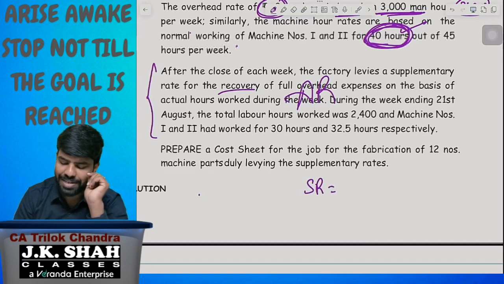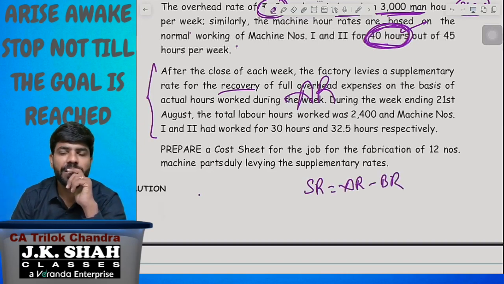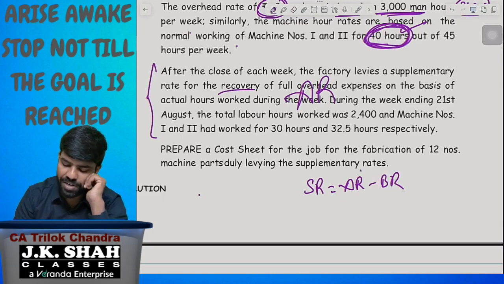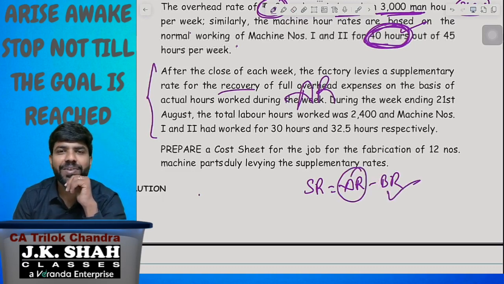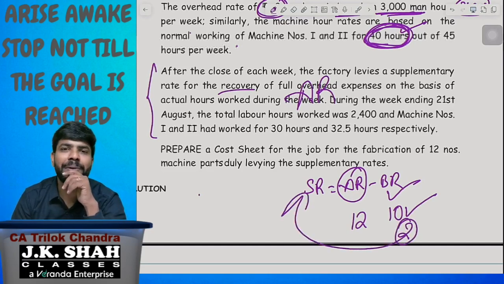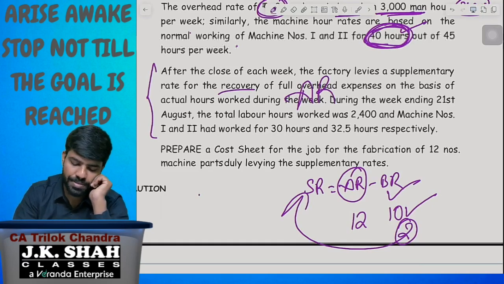So supplementary rate is the gap between actual rate and budgeted rate. In place of actual rate, we are using budgeted rate. The difference is called the under or over absorption. Actual rate is 12 rupees, budgeted rate is 10 rupees. We are accounting using 10 rupees. There is a difference of 2 rupees. This 2 rupees can be called the supplementary rate. Getting clarity? Look at this.